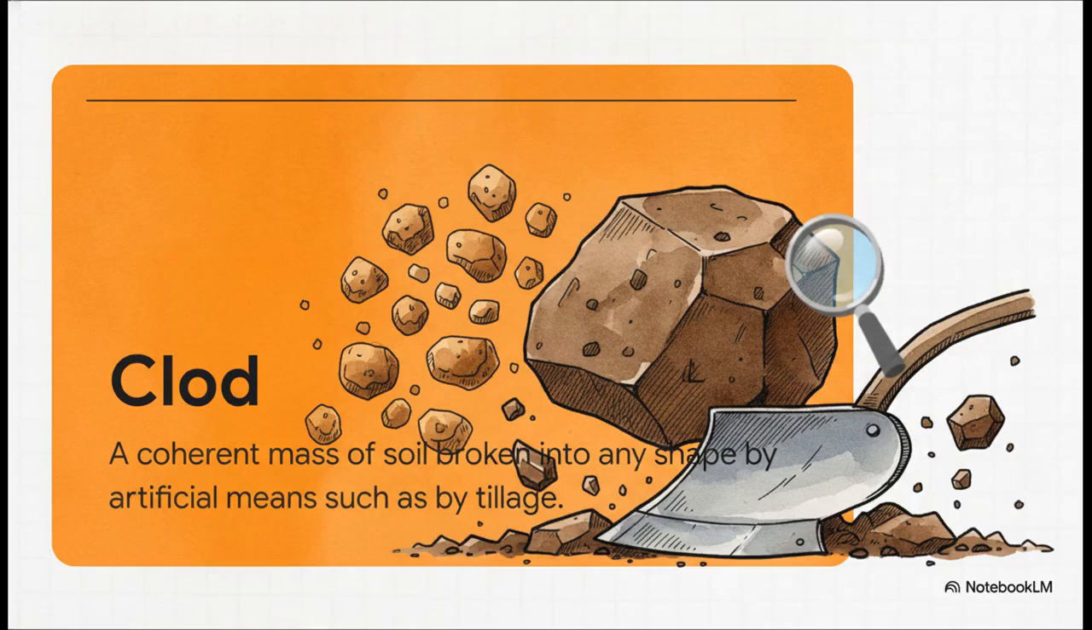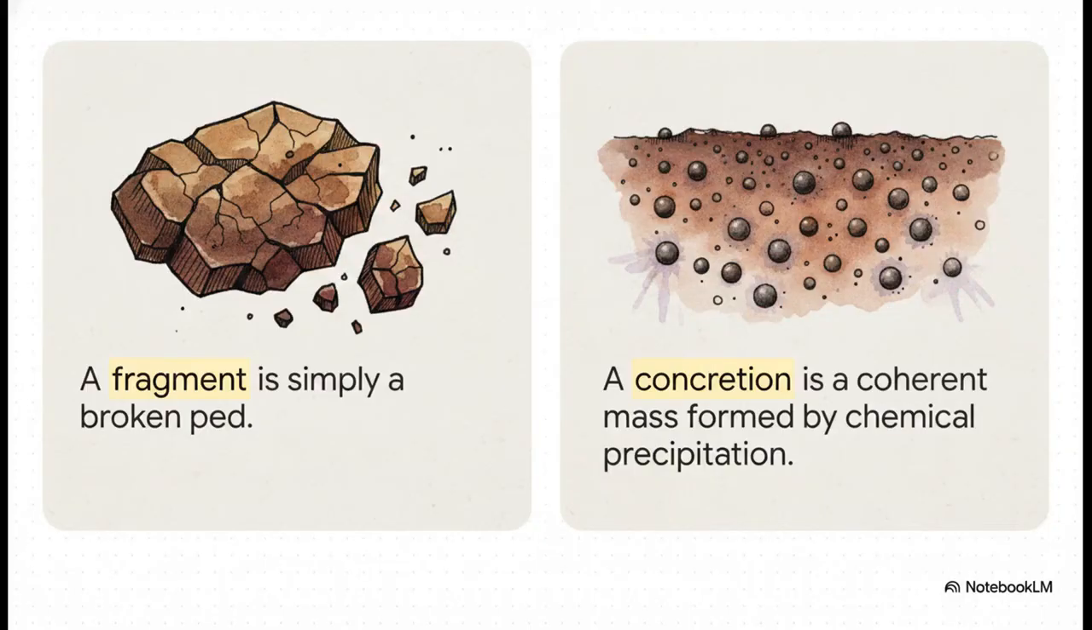It's also super important to differentiate a PED from a clod. While a PED is a natural aggregate, a clod is a coherent mass of soil broken into a specific shape by artificial means. Tillage is a perfect example of how clods are artificially created. Just to round out our definitions, a fragment is simply a broken PED.